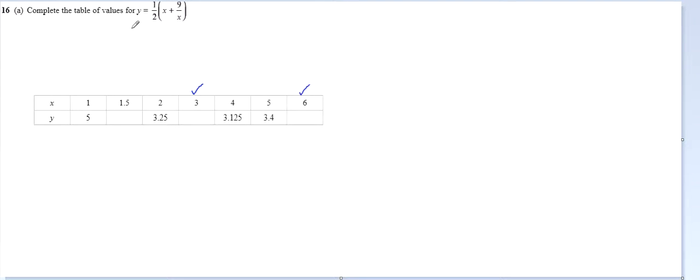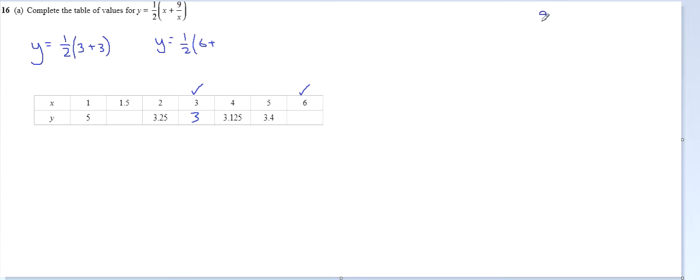Okay, so y is going to equal half of 3 plus 9 over 3, which is 3. Okay, so 3 plus 3 is 6, half of that is 3. Now let's move on to 6, so you can see why that was obviously easy in the other one. So you can have 6 plus, okay, 9 over 6.